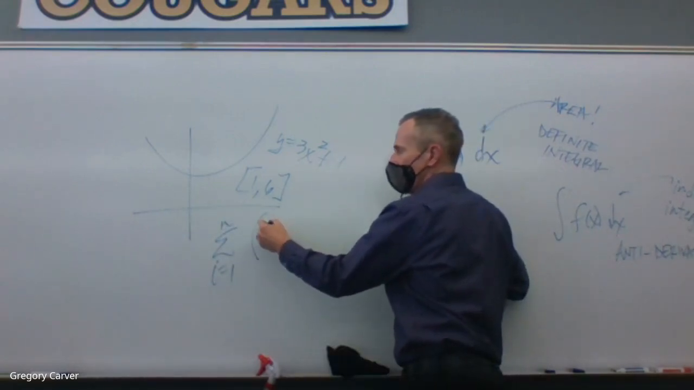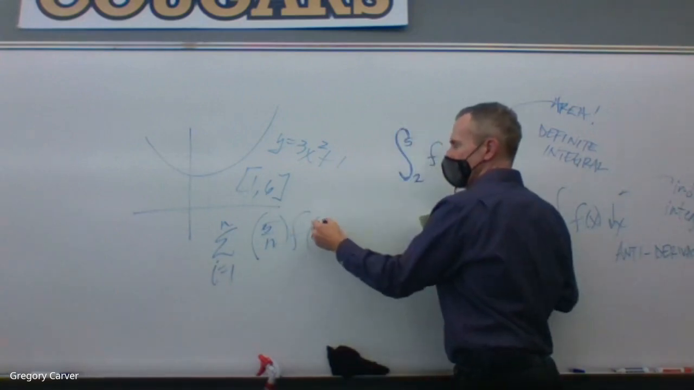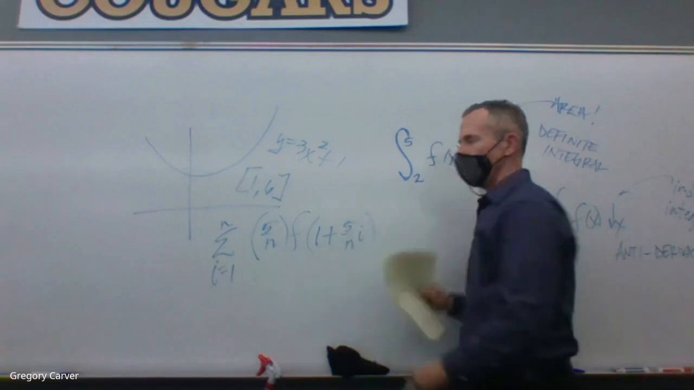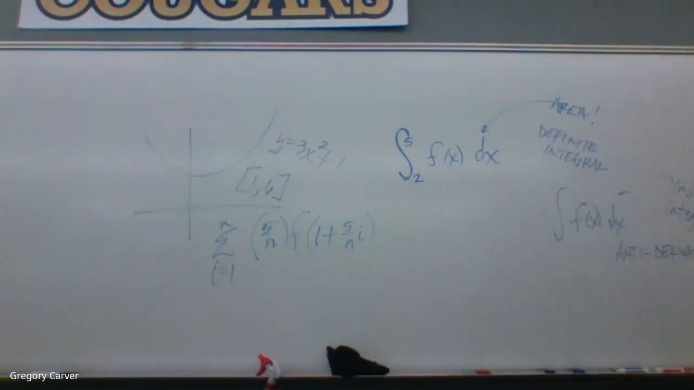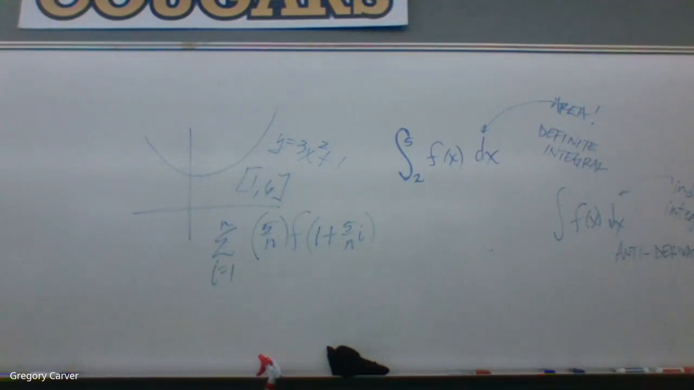Of 5 over n, you got it? Times f of 1 plus 5 over n. You betcha. So they're going to do exactly like you did before. I'll take 1 plus 5 over n times i and plug it into the x in 3x squared plus 1. I'm not going to go through all that, it takes too long, right? But I'm going to give you a ton of these to do tonight. That's basically how you would find it.